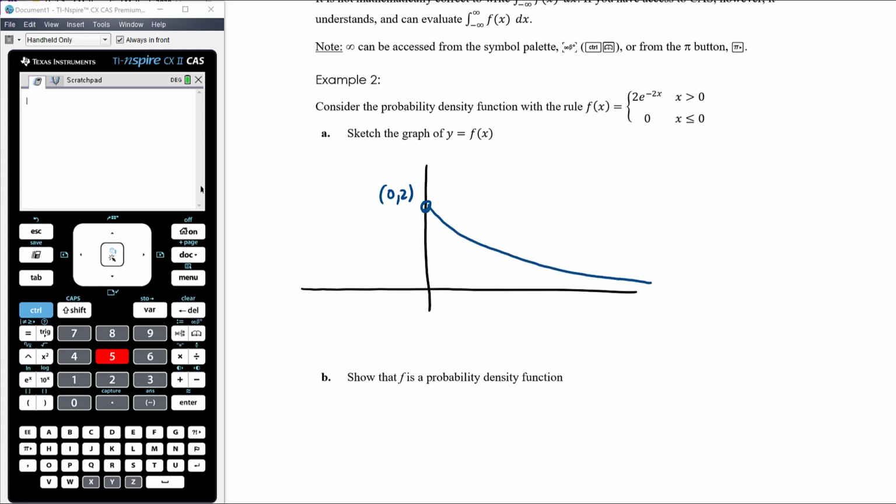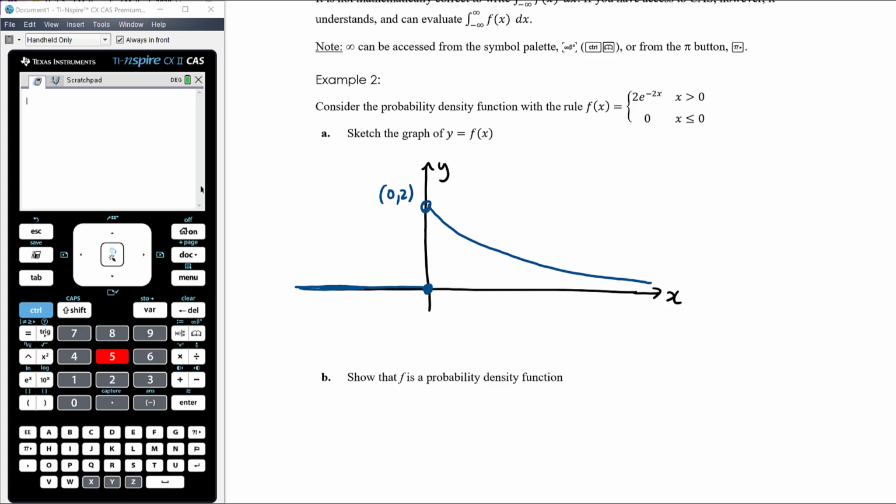So as you can see, whilst this topic isn't on the course anymore, it still brings up having to sketch graphs, calculate integrals, so it's all good revision still. And then it's 0 when x is less than or equal to 0. Okay, so there is our graph.